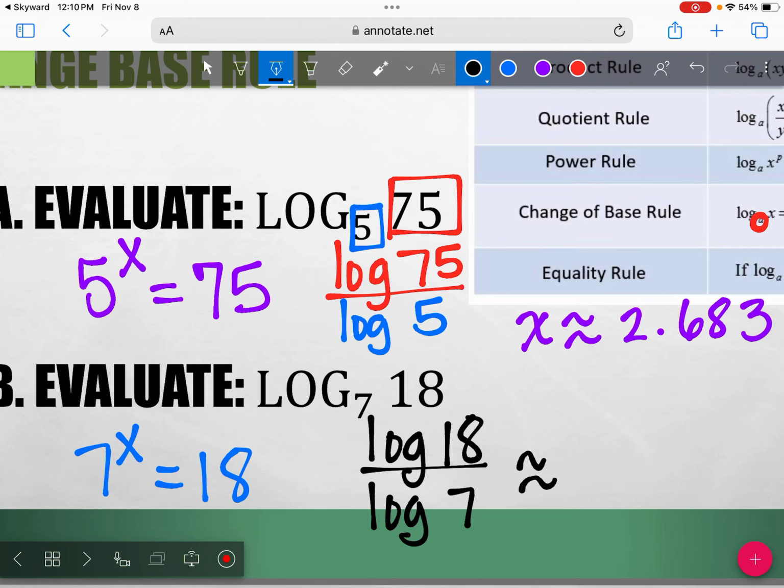And you would get the same answer if you did a natural log of 75 divided by a natural log of 5. So it doesn't matter if you use a common log or a natural log, it just has to be the same. Either way, you should get 2.683.